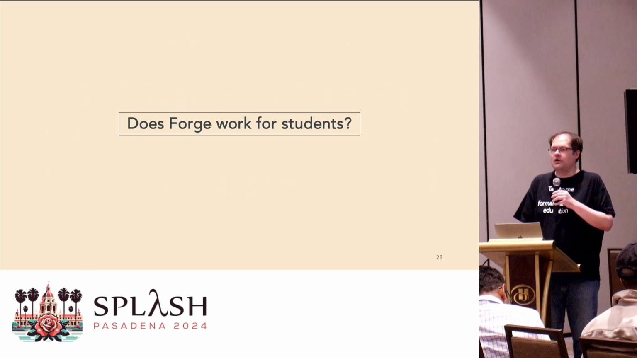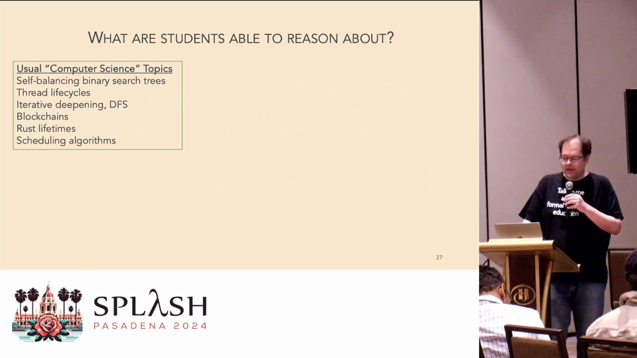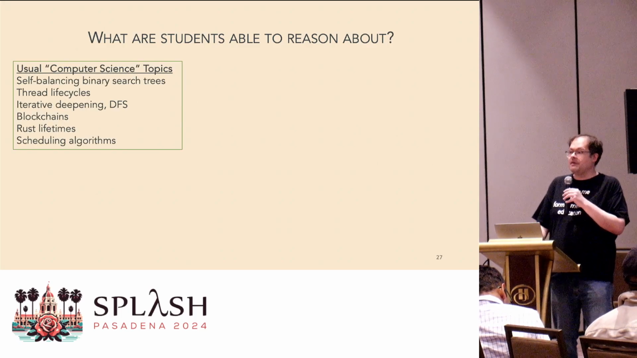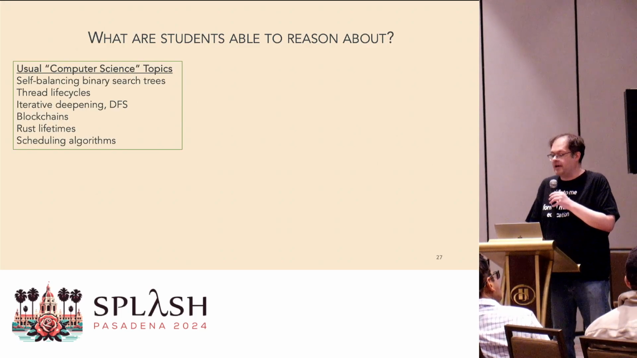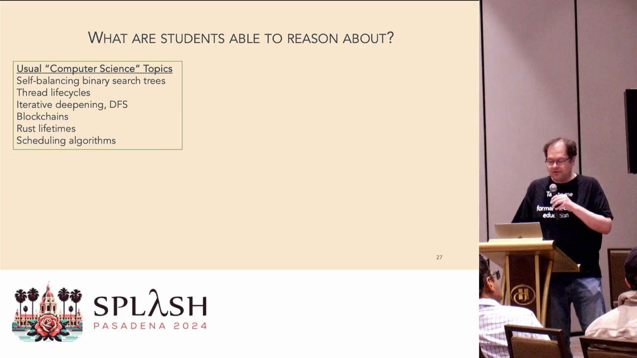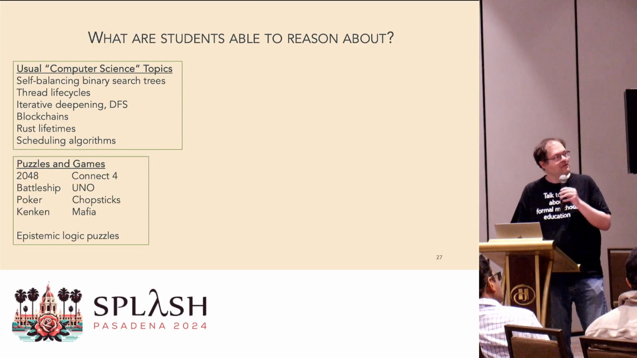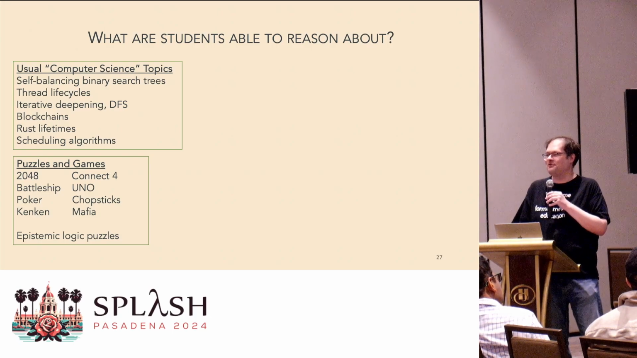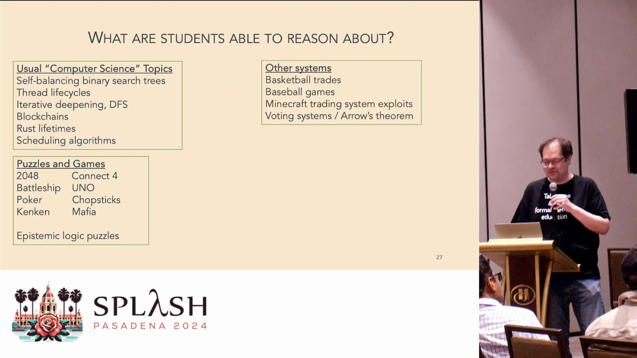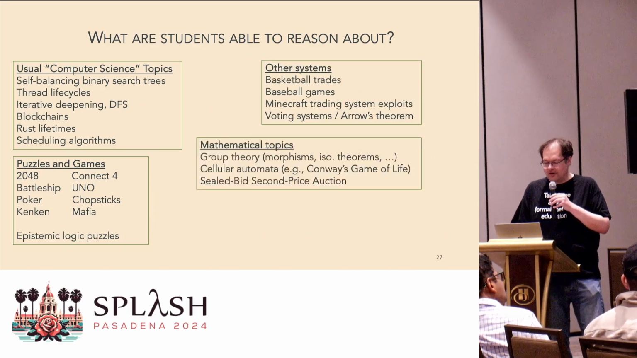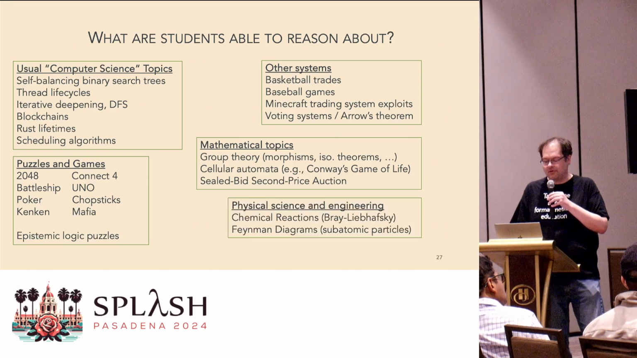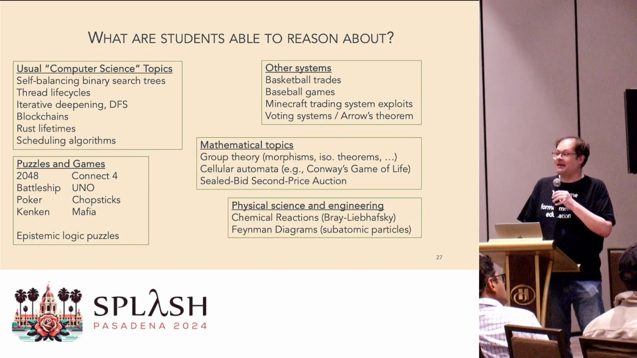Okay, you want to know if Forge works. I'll tell you if Forge works. So what do students reason about? They propose their own projects in my class and execute them. So you get the usual computer science topics. You get puzzles and games. Some students decide to learn about cryptic structures so they can do epistemic logic puzzles. That's fun. You learn a lot watching your students try to model baseball and Minecraft exploits. You get some mathematically inclined students who want to model group theory, like check the first isomorphism theorem, that sort of thing. And you even get people from physical science modeling concepts from chemistry.